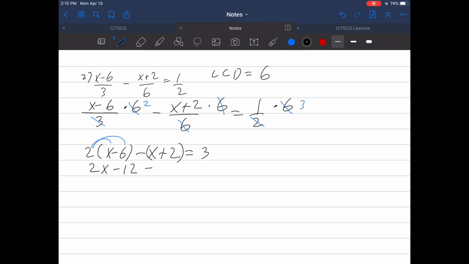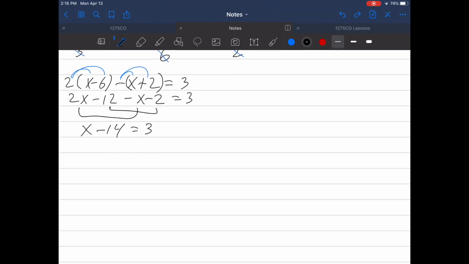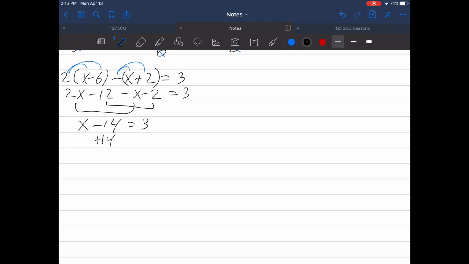So 2x minus 12 minus, this x plus 2 should have parentheses because that minus sign is going to distribute. Minus x minus 2 equals 3. Combine like terms, 2x minus x, x minus 14 equals 3. Let's add 14 to both sides.